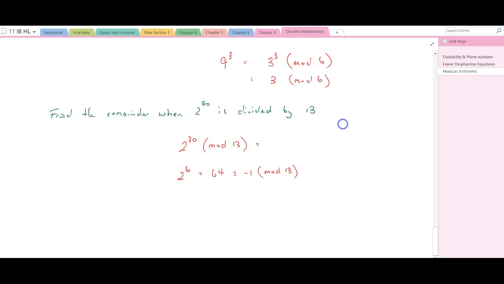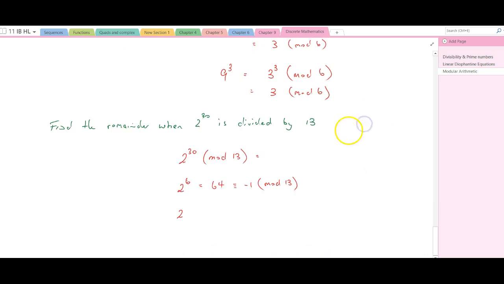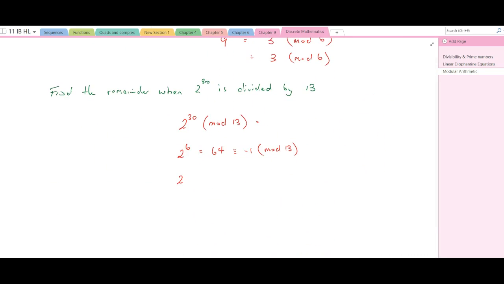And now I can say, well, therefore, using this rule here, a to the n is equal to b to the power of n. If a is equivalent to b, then I can say that 2 to the power of 6 to the power of 5 will equal minus 1 to the power of 5 in mod 13. Now, therefore, that's 2 to the power of 30, and minus 1 to the power of 5 is minus 1 in mod 13.